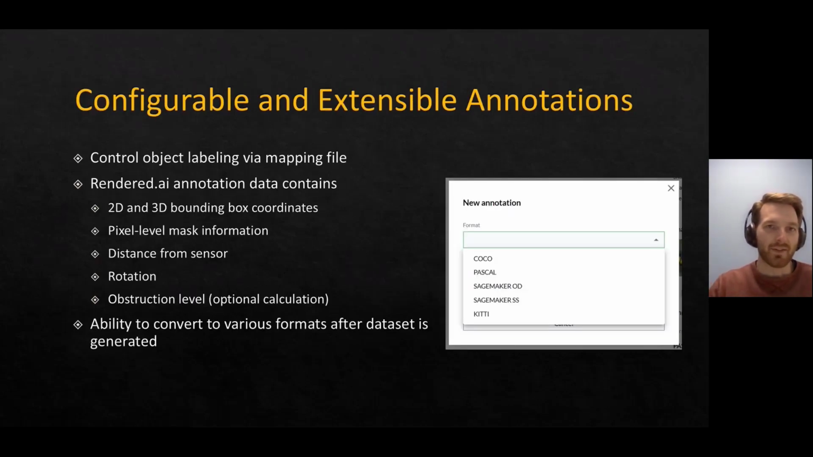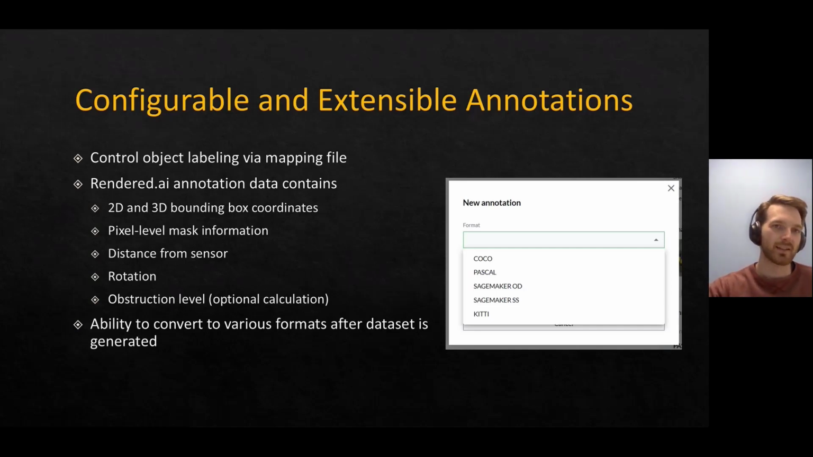So Sam talked a little bit about the mapping file and how you can use that to control how the objects that you have in your scene are labeled within your synthetic data sets. And so what Rendered AI provides is a standard data format that includes basically everything you would need to understand your data and label it in the way that you need.